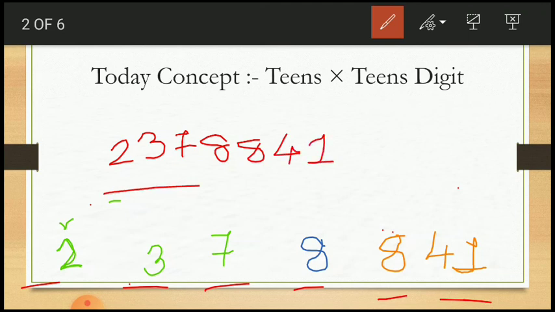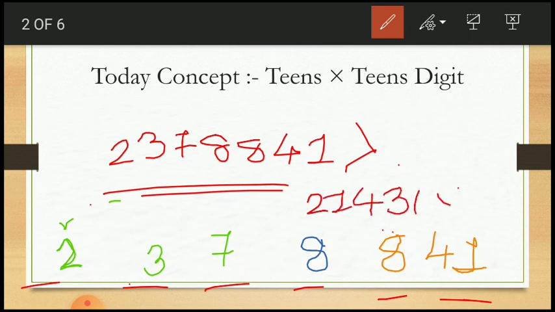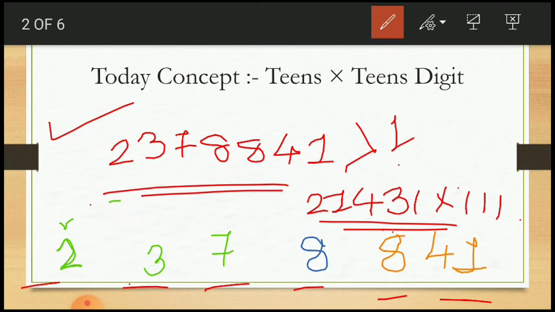Now you may have one doubt: what is this number? This is the answer of this question, meaning 21,431 into 111. When you multiply these sums, your answer comes to this. This answer will be right.